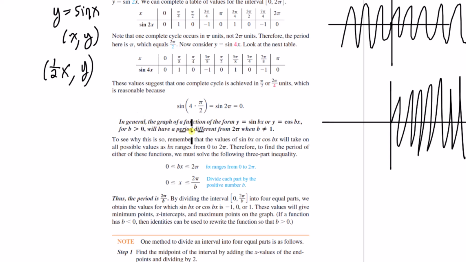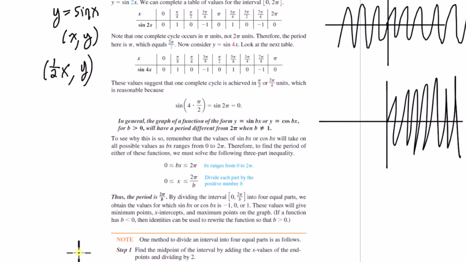In general, the graph of a function of the form y is equal to sine bx or y is equal to cosine bx for b greater than 0 will have a period different from 2 pi when b is not equal to 1. That's right. Because if you shrink or stretch a sinusoid about the x-axis, you're going to change the period. So if you multiply something in front of the x variable in the sinusoid function, that's what you're going to be doing.